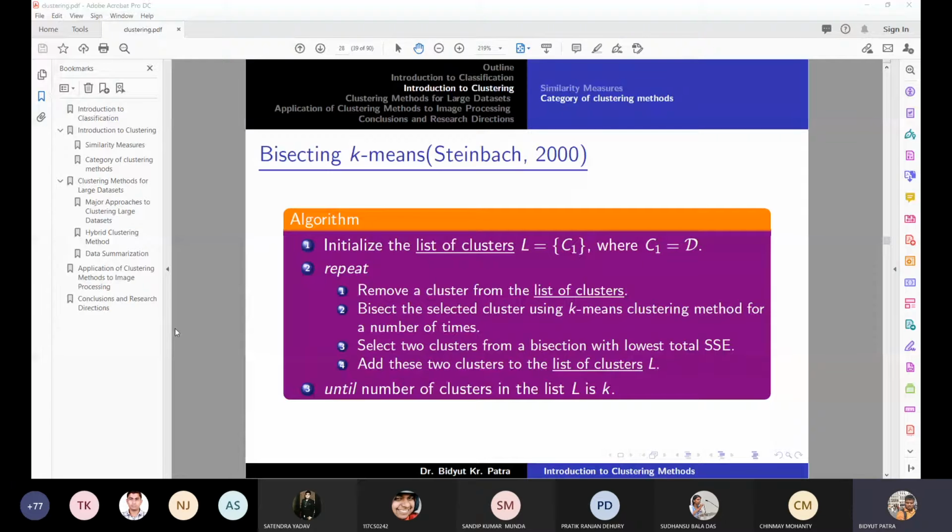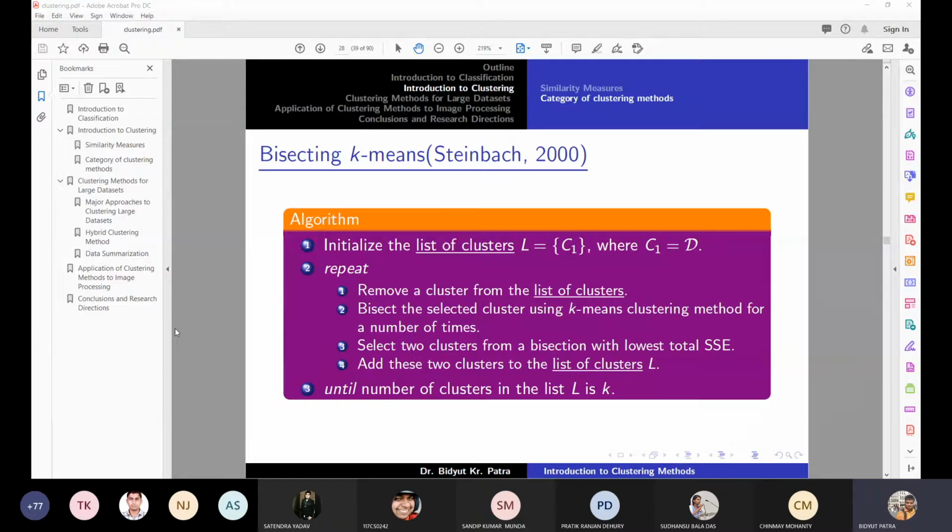Okay, the simplest answer is that the algorithm's name itself is bisecting k-means. So each time it suggests that you should go for two clusters. The algorithm name is bisecting k-means. This is one issue. Another thing is, you know the k-means. So this is a variant of k-means.